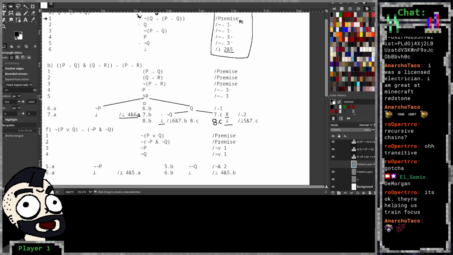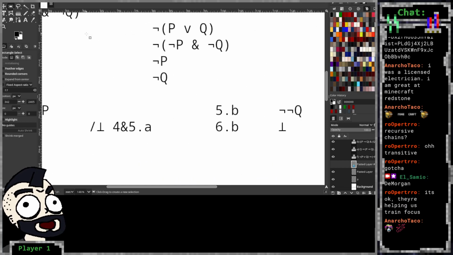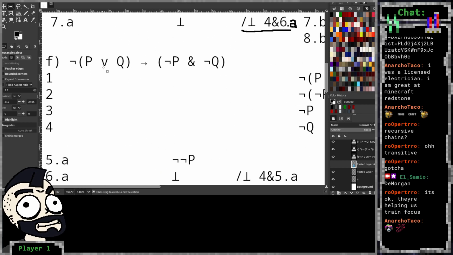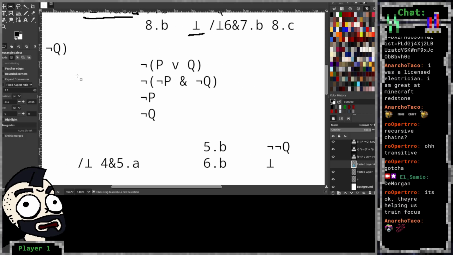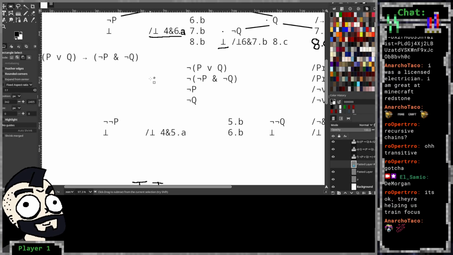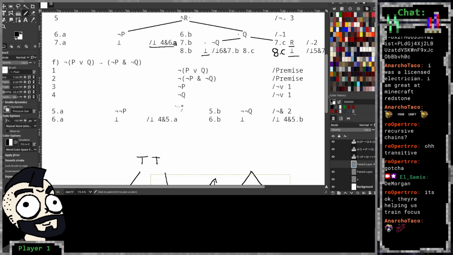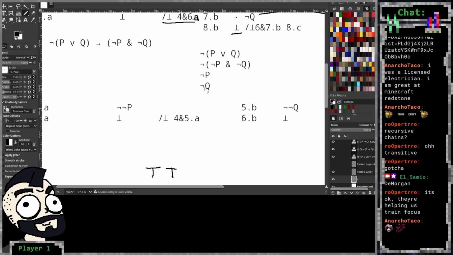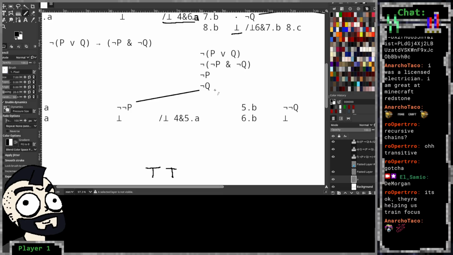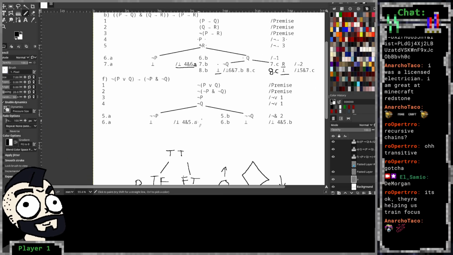So there is an equivalent to that in propositional logic. This is the negation of the union of A and B, in this we call them P and Q, means the intersection of not P and not Q. So we can prove that with a proof. Hold on. This should have this. I don't know where the lines went.